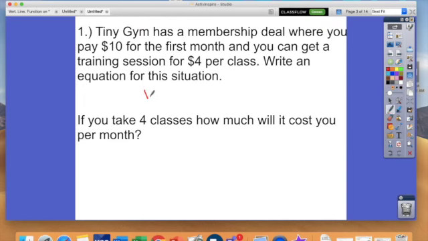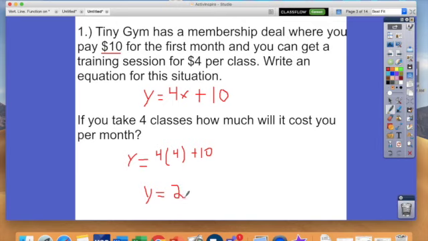So my equation would be y equals, right? How much is it per class? 4x. How much do I start with? It costs me $10 per month. And there we go. Now my question is, if I take 4 classes, how much will it cost per month? Just to refresh our memory, y equals 4 times the 4 classes, plus 10. 4 times 4 is 16. 16 plus 10, it costs me $26 if I took 4 classes a month.